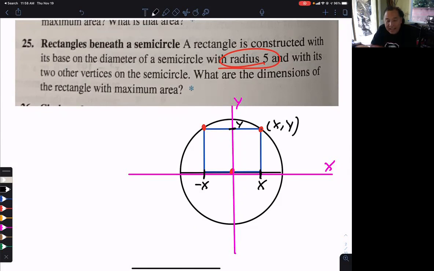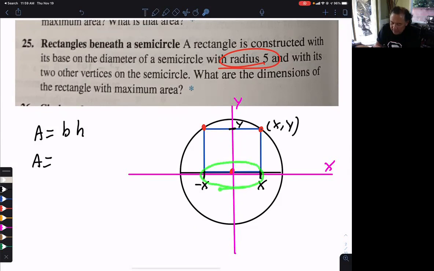Okay, so what is the area of that rectangle? Area of a rectangle is base times height. Well, my first question, how long is it from here to here? That's 2x. The base of this rectangle is 2x. What's the height of this rectangle? The height from here to here is y. That is y, because y is the height here.